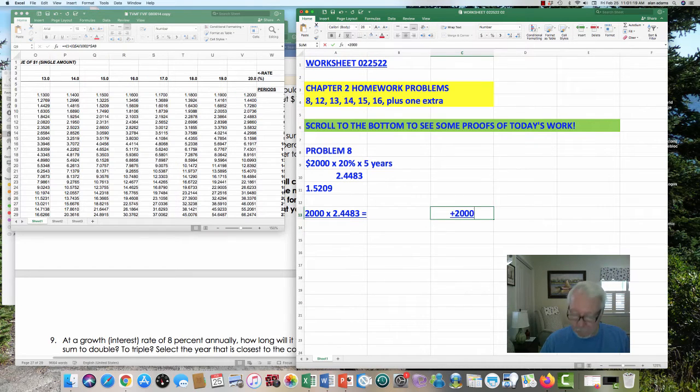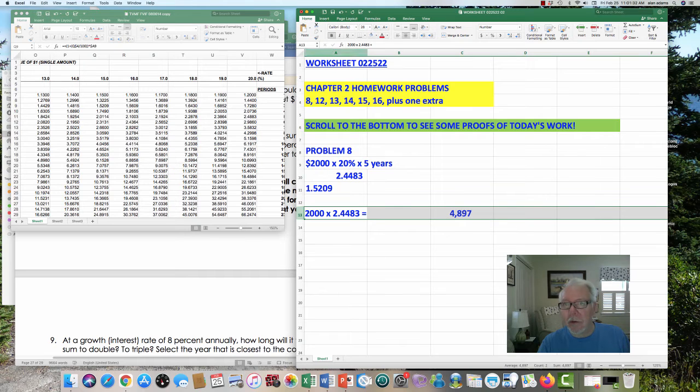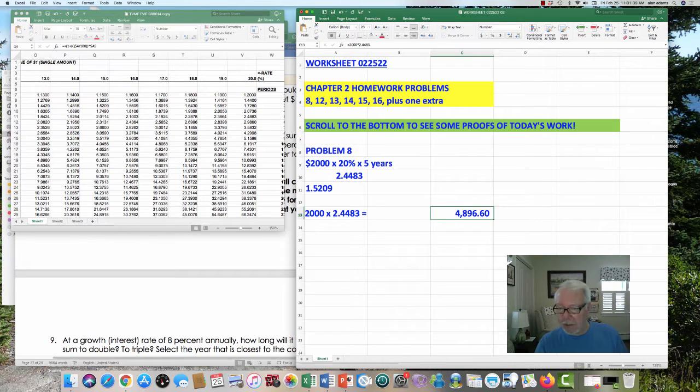All right. I'm going to give you proofs of many of these problems at the bottom of today's sheet, as you can see. All right, so I'm going to neaten it up by getting rid of those lines and centering everything like that. And most importantly, I'm going to give us 2 decimal places because here we're dealing in dollars and cents. All right, what does this tell us? Step 1 of the solution tells us that our $2,000 should have grown to $4,896.60 at the end of 5 years.